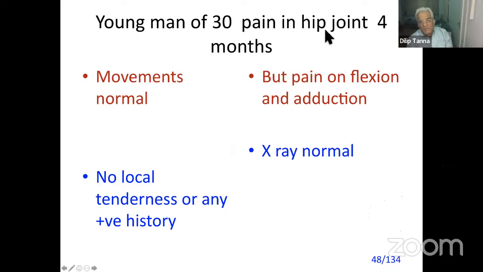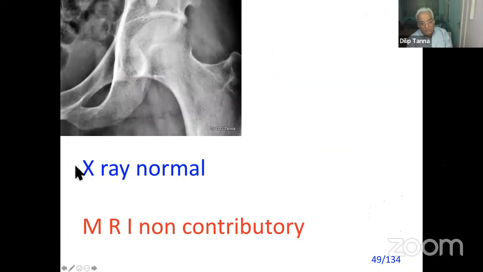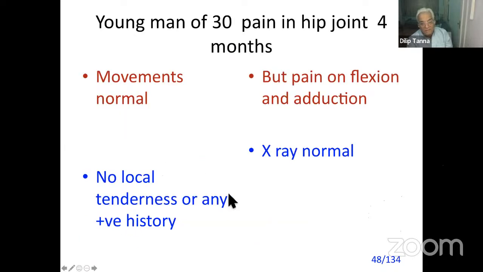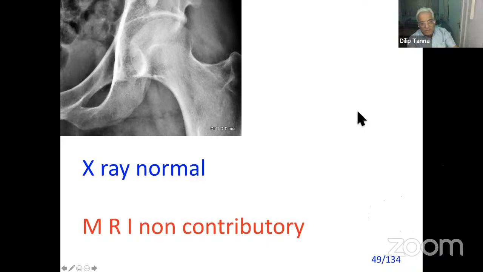Young man of 30, pain in the hip joint, 4 months. Movement normal, but pain on flexion and adduction. X-ray normal. No local tenderness or any positive history. MRI non-contributory. Now see again the examination: young man of 30, history of pain of 4 months, pain on flexion and adduction. This is all the finding, but X-ray normal, MRI normal.